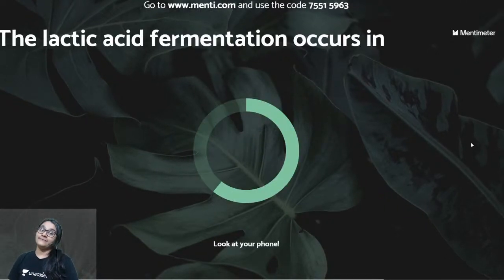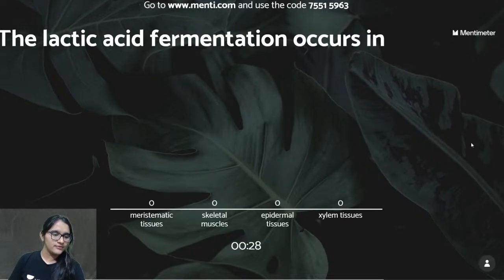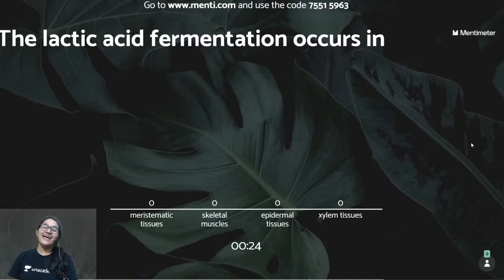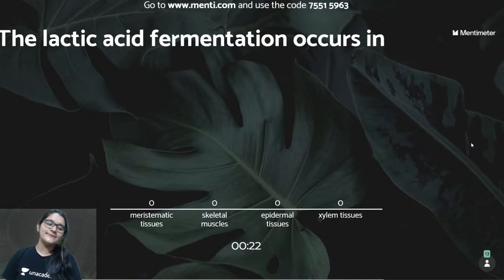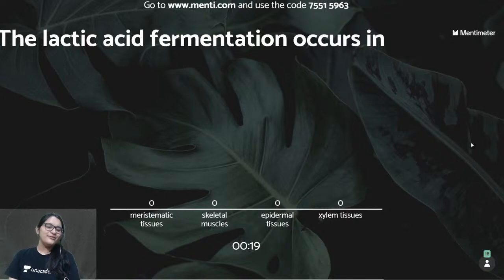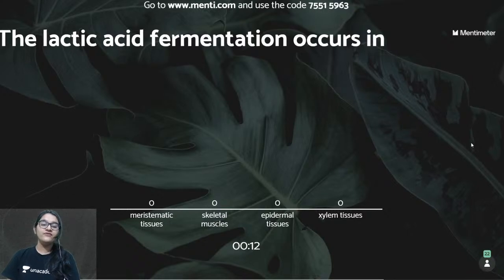And lactic acid fermentation occurs where? Ritik, I am in there, and this is what comes out. Meristematic tissues, skeletal muscles, epidermal tissues, or xylem tissues. Where do you think fermentation happens?